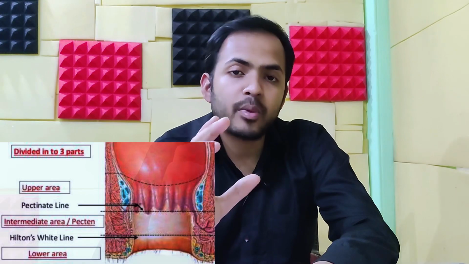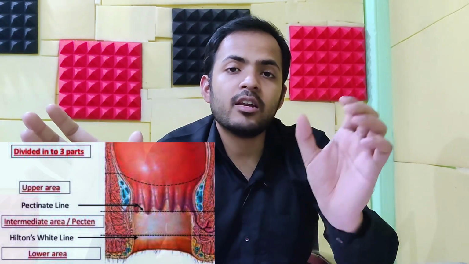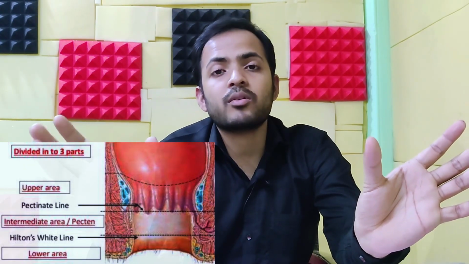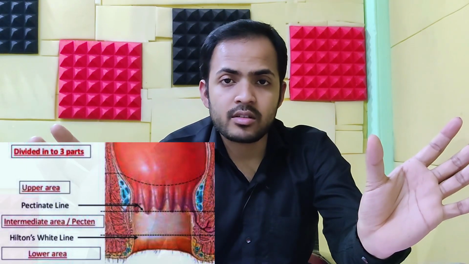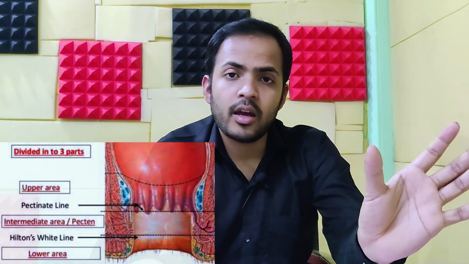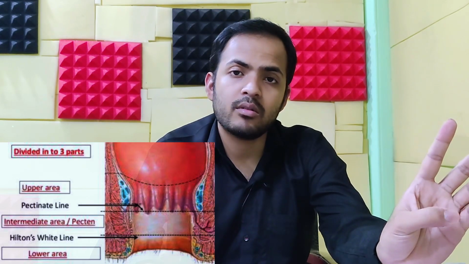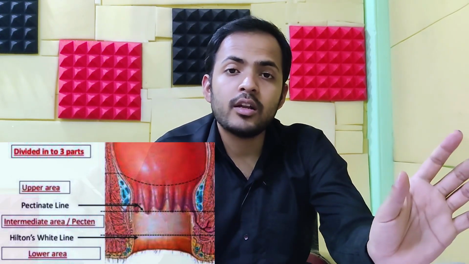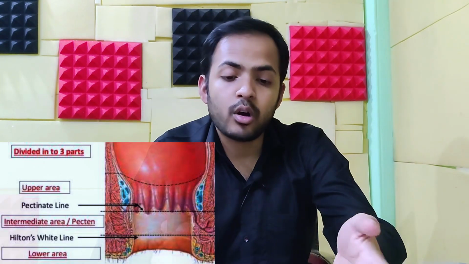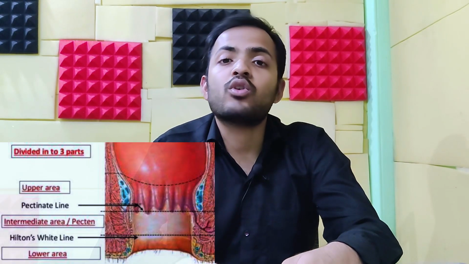The upper part of this pectinate line has sympathetic and parasympathetic supply. Sympathetic supply comes from the superior hypogastric plexus, mainly L1, L2, and the parasympathetic supply comes from the pelvic splanchnic nerves, mainly S2, S3, S4. Additionally, you are getting autonomic nervous supply. And the lower part of this pectinate line has only inferior rectal nerves. That's it. It has no autonomic nervous supply.